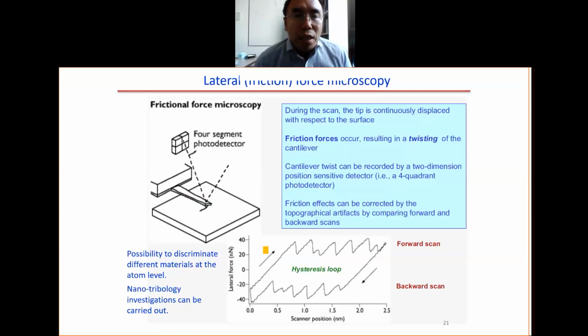The first one is the lateral force microscope. We drag the tip perpendicular to the cantilever direction. Then the cantilever will be twisted. This is the forward scan, this is the backward scan. You have the topography information, but you also have the twist information. How much is the twisting? It depends on the friction, on the surface energy of the sample. That's why it's called friction force microscopy.